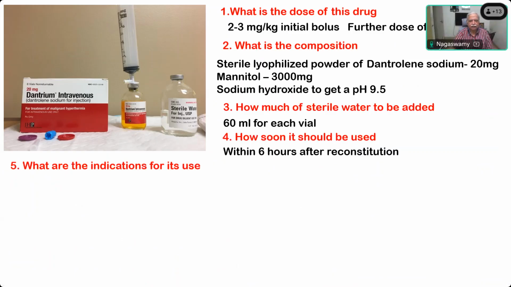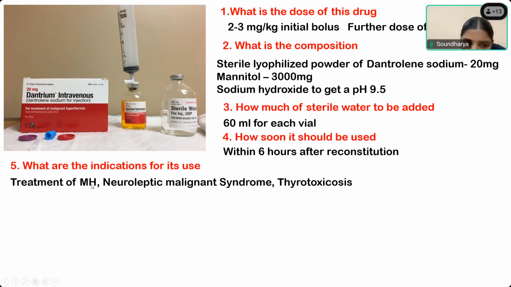What are the indications for its use? Malignant hyperpyrexia. Only malignant hyperpyrexia? Neuroleptic malignant syndrome, sir. Any condition which increases the body temperature and rigidity. Okay, treatment of MH, neuroleptic malignant syndrome. Even in thyrotoxicosis, you can use it.